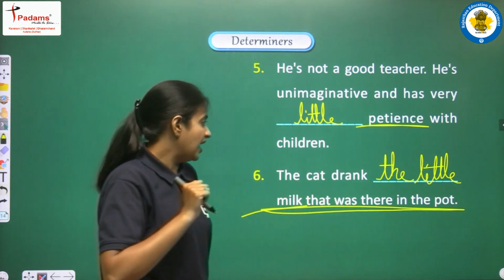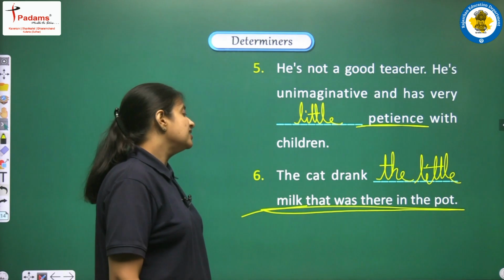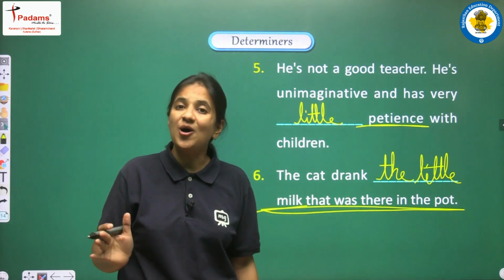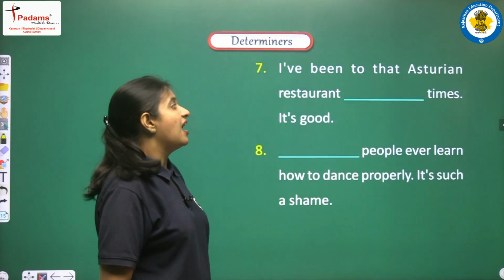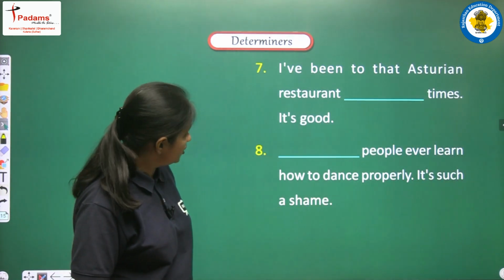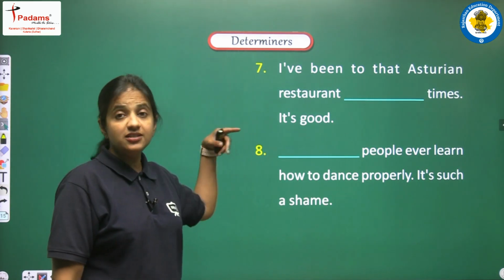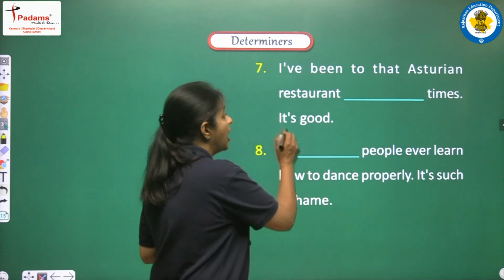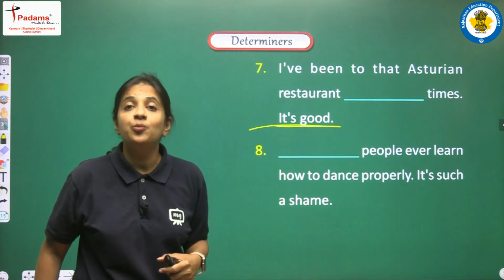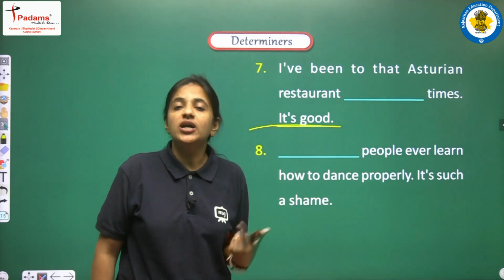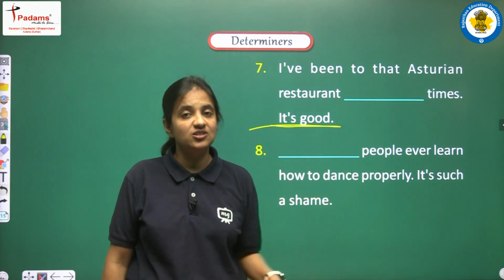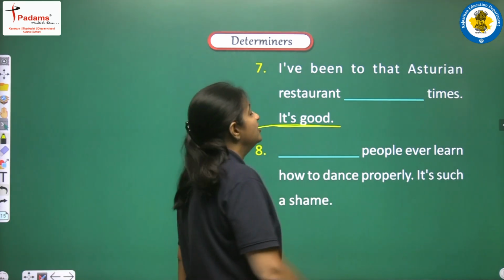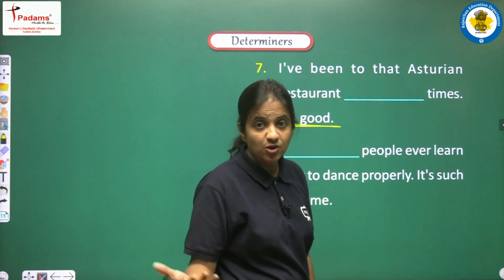The little, it will be the answer, and the sentence will be, the cat drank the little milk that was there in the pot. Next sentence, I have been to that Austrian restaurant times, it is good. So here we are talking about one restaurant, and we are giving our feedback, our opinion, that it's good. So how can we say that that restaurant is good? Because yes, we have been there for some times, right? So yes, we are trying to show a positive number here.